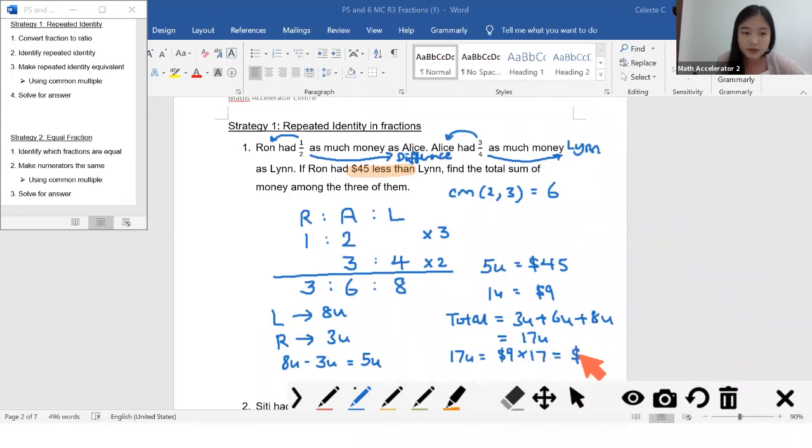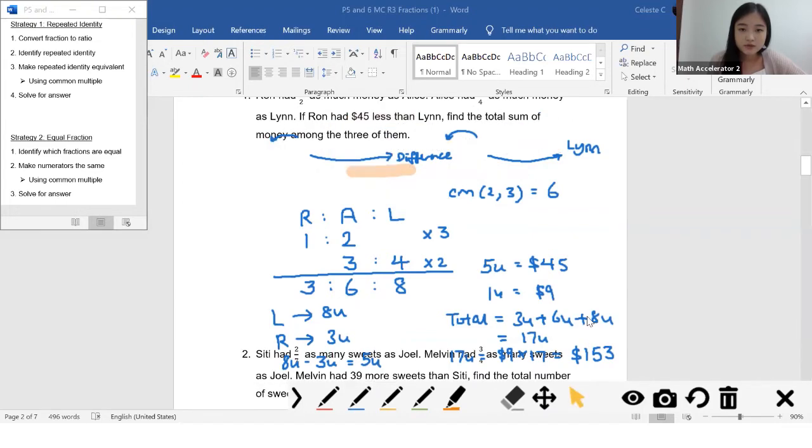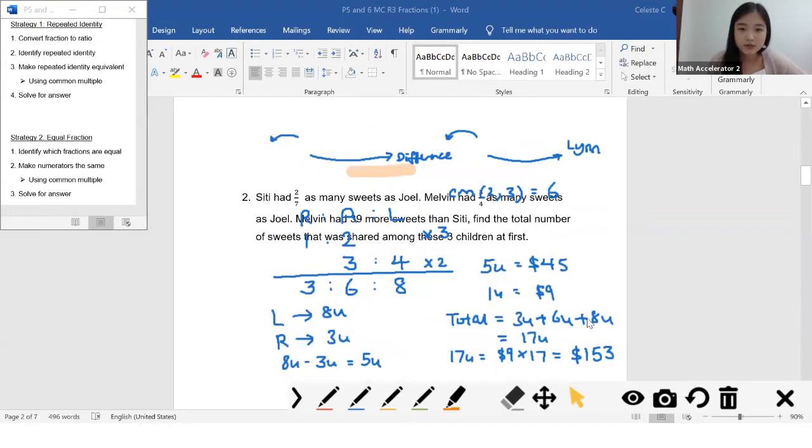So the total amount would be, I think some of you already found it, 153. Yes, correct. Very good. A lot of you got it. All right. Let's practice the same one in the next question.